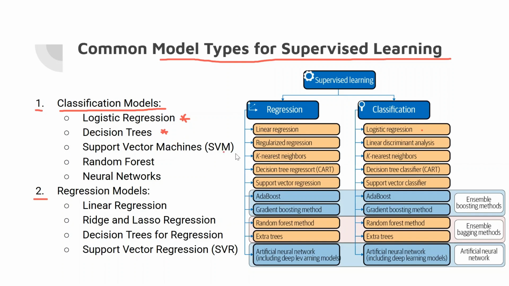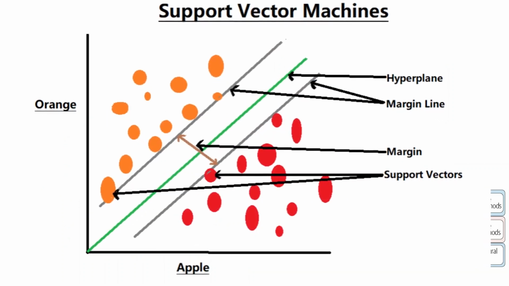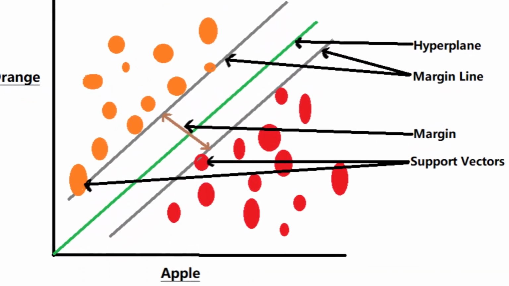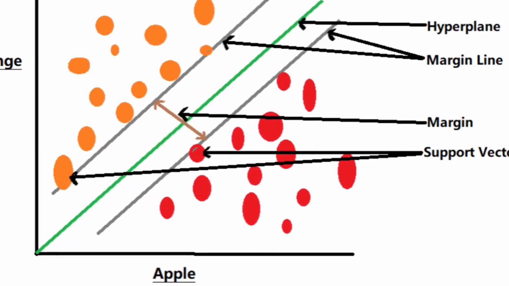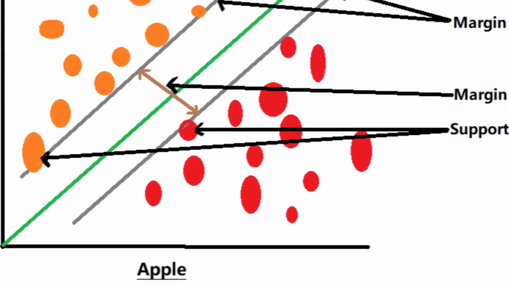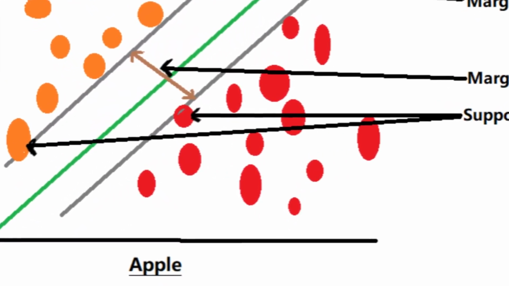Support vector machines. SVMs work by drawing the best possible line, or in higher dimensions, a boundary that separates categories. For example, it might find the best line to separate red apples from oranges based on features like color and size.